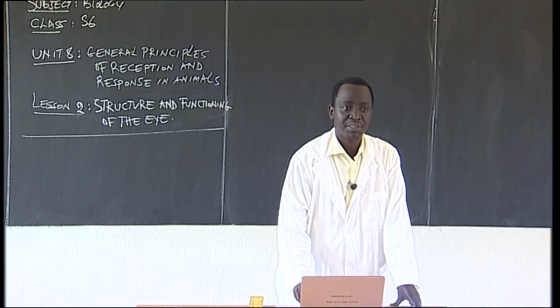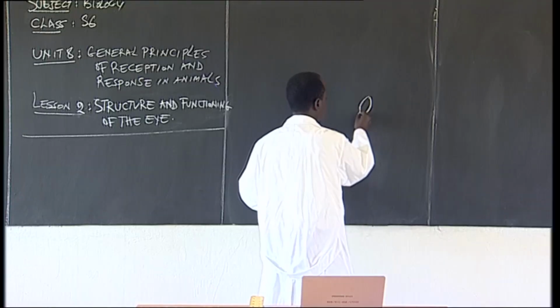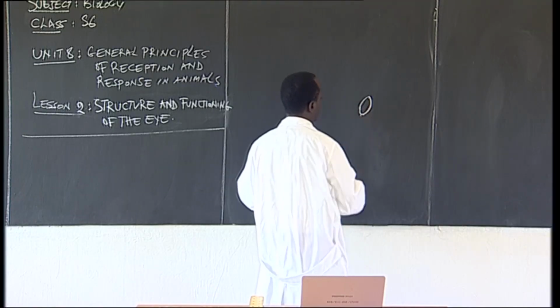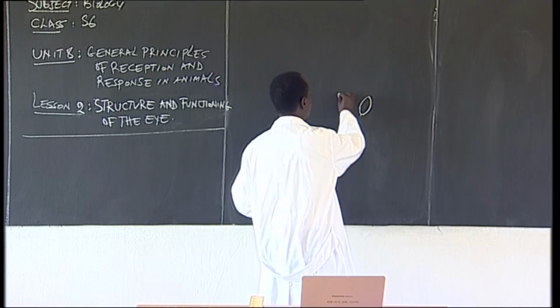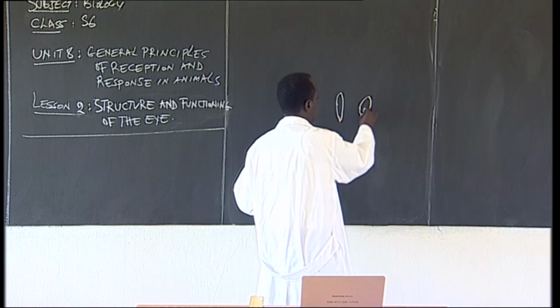Nice. So now, those are cones and rods. They are different. They are called cones because the outer segment has a cone shape. Why rods? They have the outer segment which is rod shape. Rod shape is like this. This is a rod like this, and this is a cone.